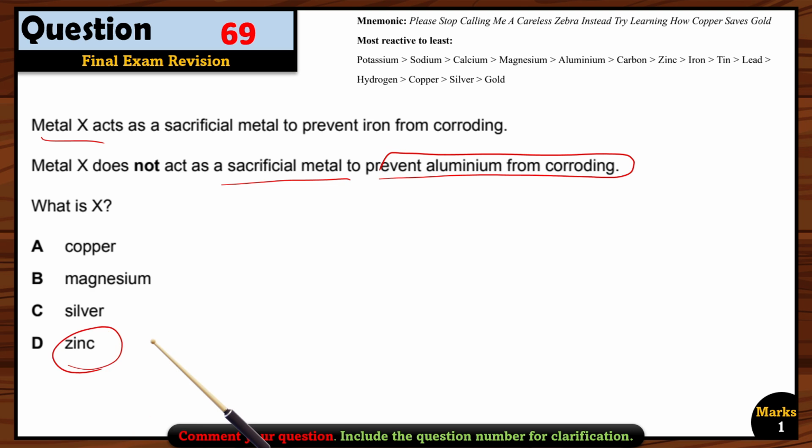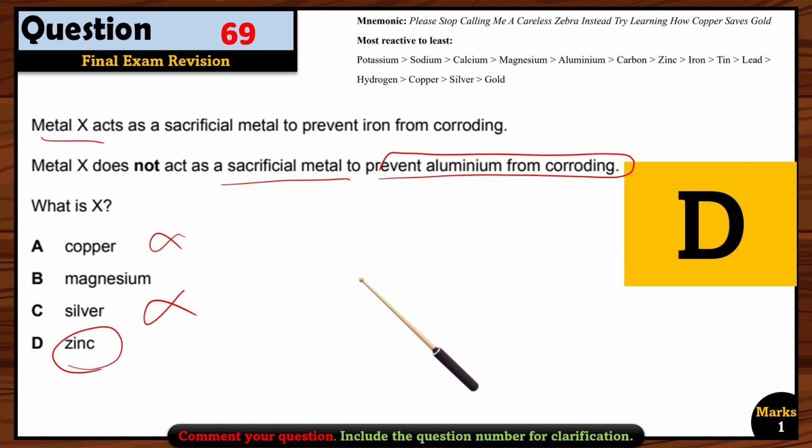Why not magnesium? Copper and silver cannot be the one because they are less reactive even than the iron, right? So we cannot choose copper and silver. They can never be used. Now we are left with magnesium and zinc. Magnesium is more reactive than aluminium, so magnesium can also protect aluminium, but we have to choose a metal that will not protect aluminium. Zinc is less reactive than aluminium, so zinc is the right option because it will not protect aluminium, but it will protect iron because it is more reactive than iron and less reactive than aluminium. So option D is the right option.